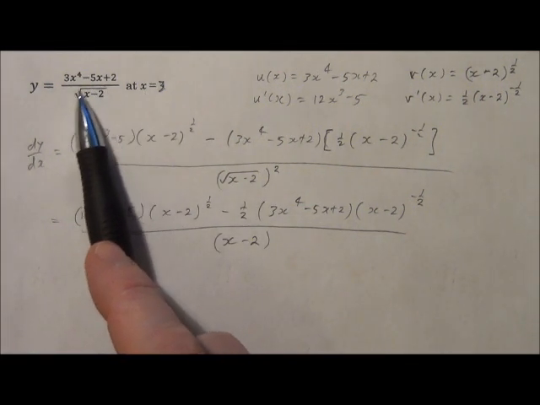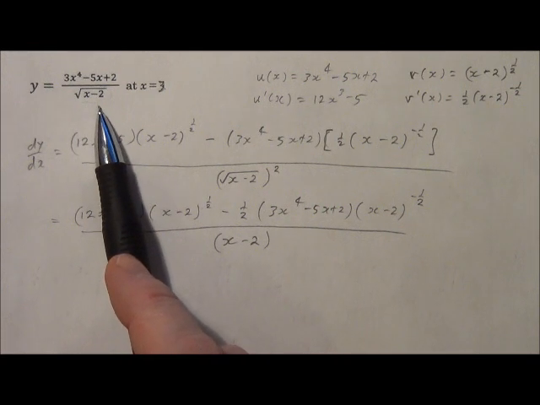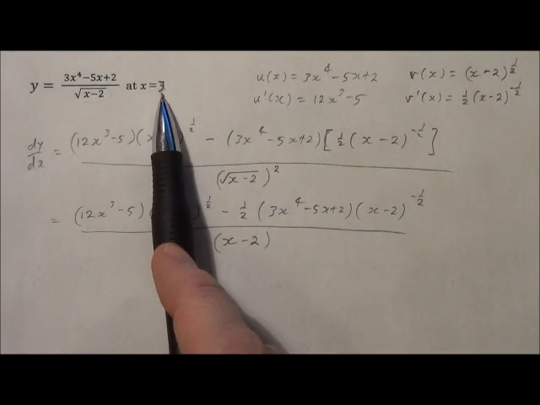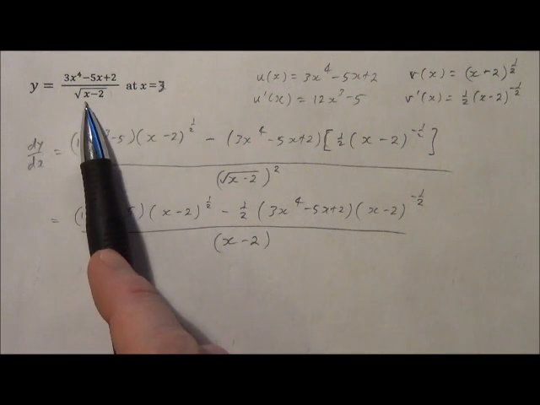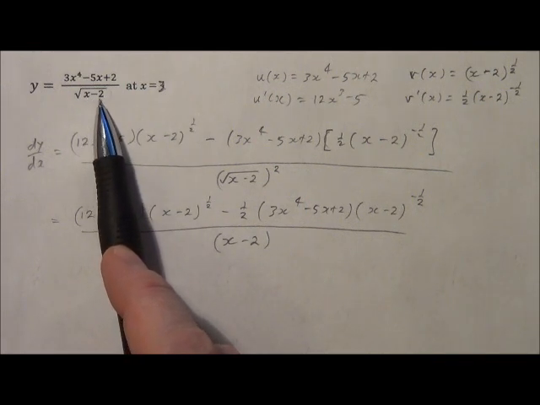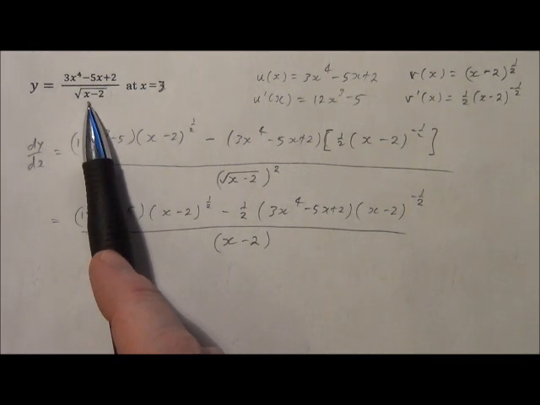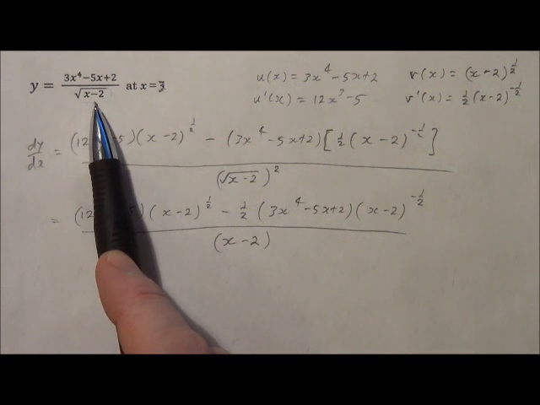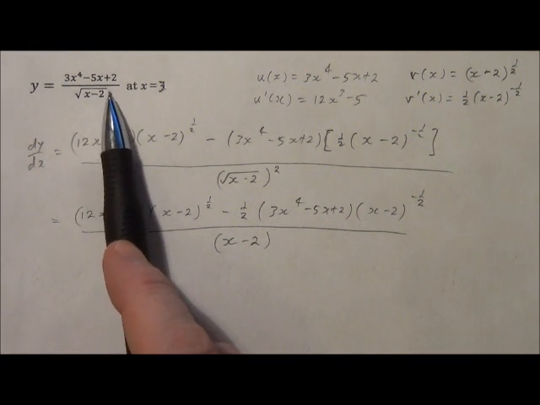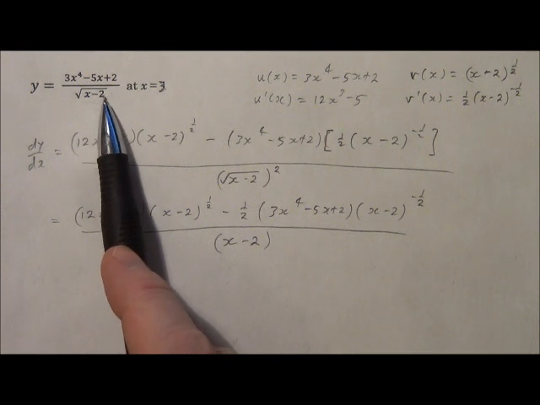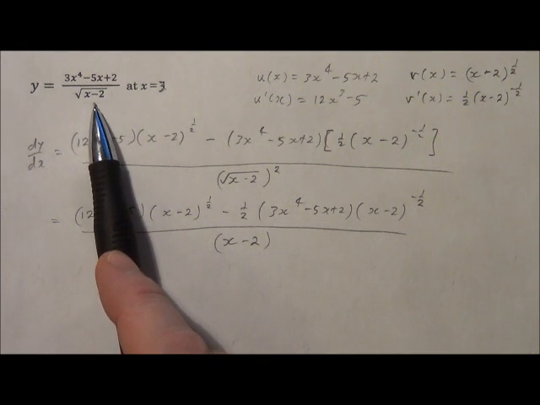However, when I looked at the denominator, I realized, well, the denominator can never be 0. And if x equaled 1, we would have the square root of 1 minus 2, which would be the square root of negative 1. And so, being that it's a square root function, that square root function inside there can never be less than 0.